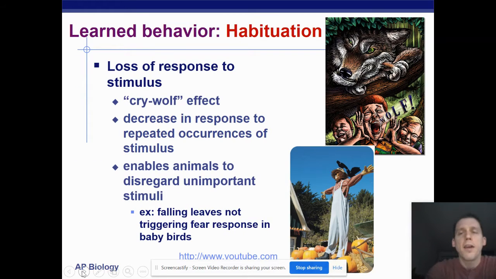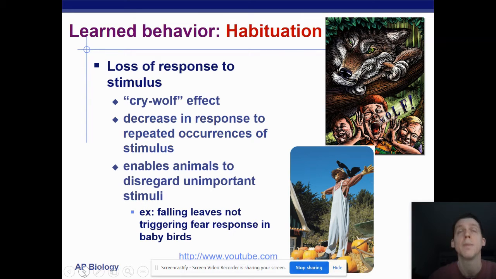All right. Another learned behavior is habituation, and this is like the cry wolf effect. Think of the word habit in habituation. It's getting used to something. So a decreased response due to repeated occurrences of a stimulus. And this basically enables the animals to disregard unimportant stimuli.